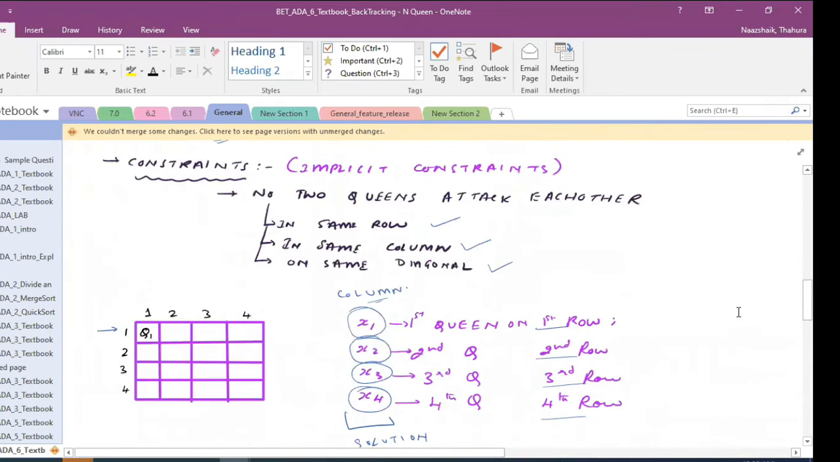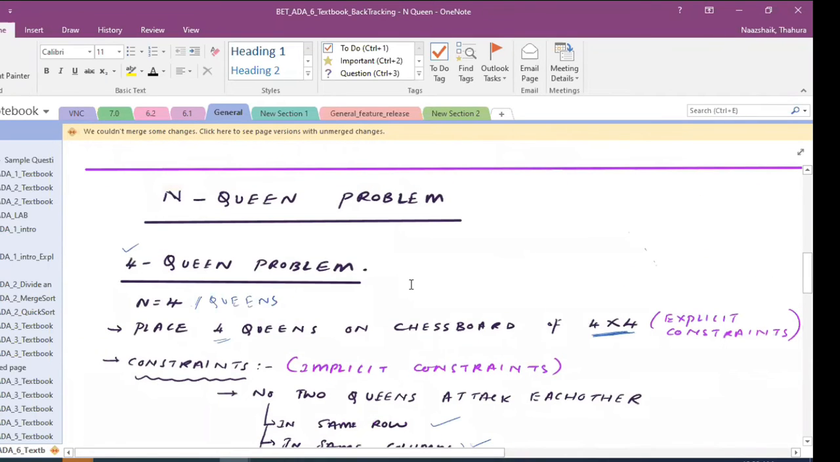Is this clear? N queens problem, 4 queen problem. Yes, ma'am. Clear, right? Yes, ma'am. So same thing, you can go ahead and explore for 8 queens or 16 queens, etc.